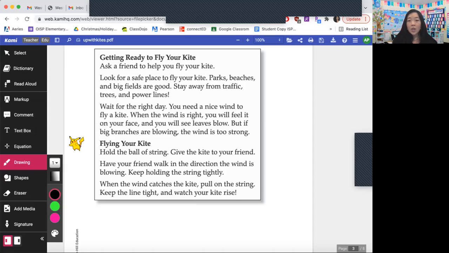Wait for the right day. You need a nice wind to fly a kite. When the wind is right, you will feel it on your face and you will see wet leaves blow. But if big branches are blowing, the wind is too strong.